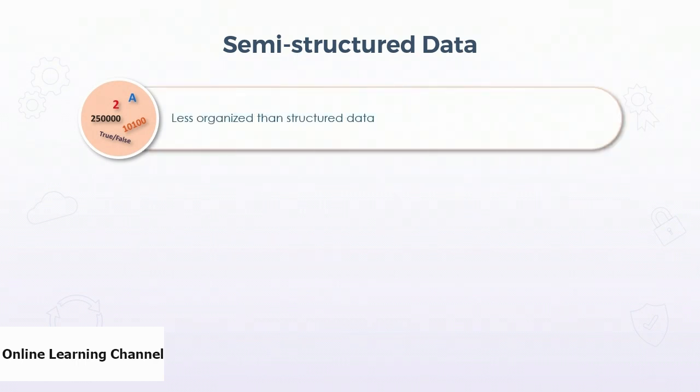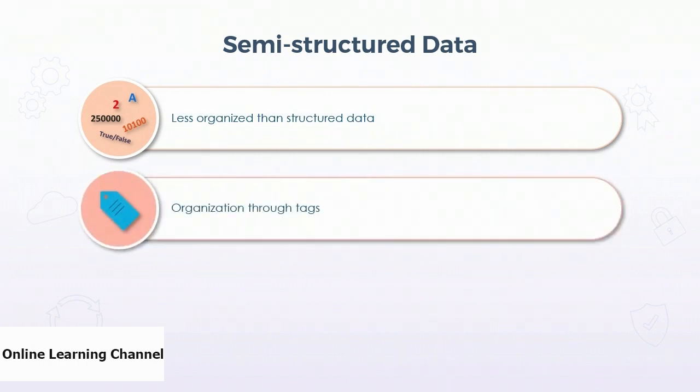And finally, we have semi-structured data. Semi-structured data is, as you would expect, a hybrid of structured and unstructured data. Semi-structured data has the advantage of being able to provide some means of structure to data, but obviously it's going to be way less organized than actual structured data.